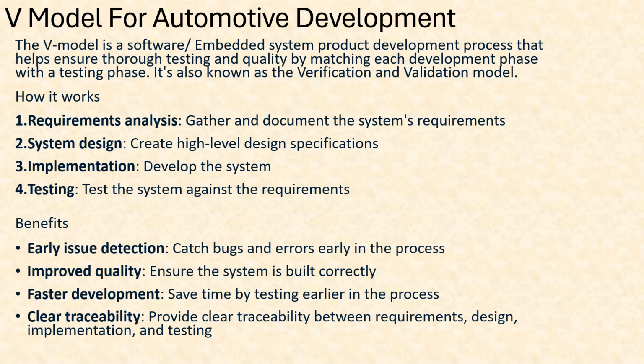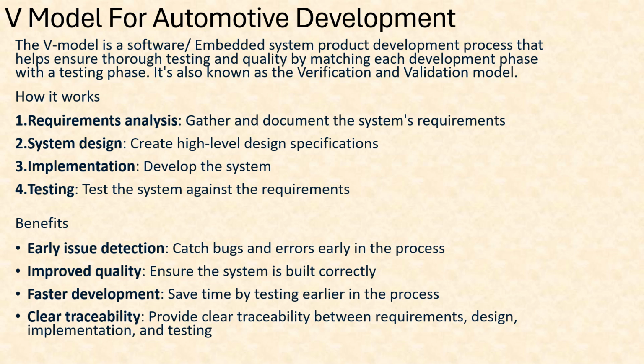Now, what are the main benefits of the V model? First major benefit is early issue detection. Catch big bugs early in the process. I think it is common sense, or rather common knowledge, that the earlier you catch the bug or the earlier you eradicate or eliminate the error, the more cost effective it is. And this V model clearly facilitates the removal of bugs and errors as early as possible.